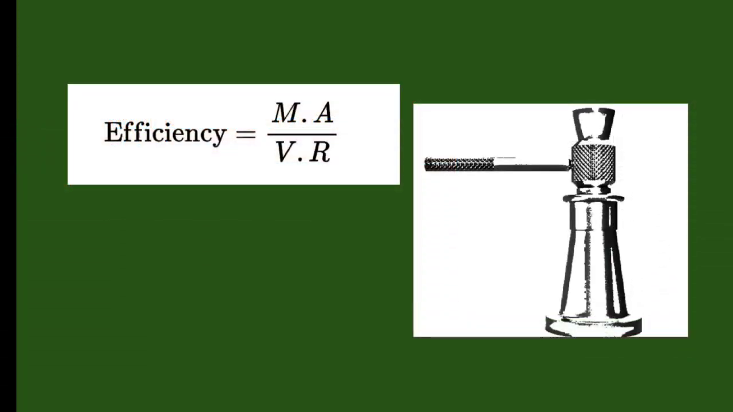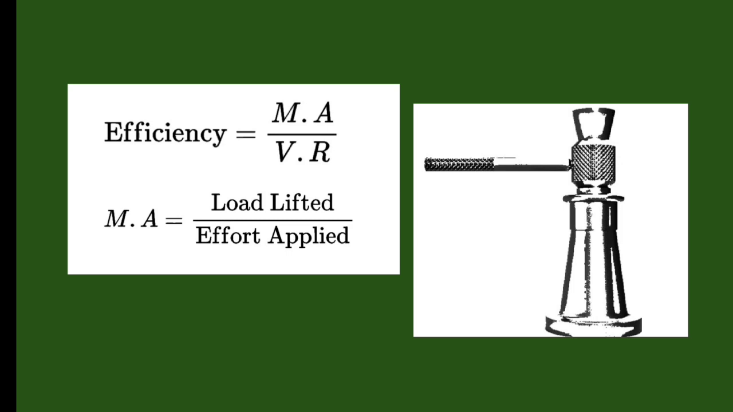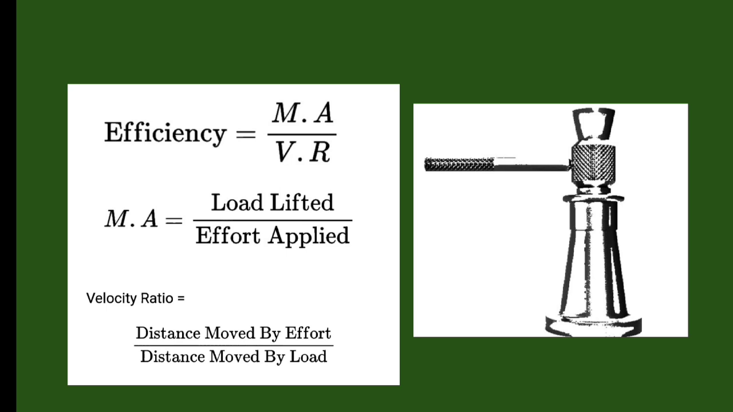So the efficiency of a screw jack is calculated with the help of mechanical advantage upon velocity ratio, where mechanical advantage is load lifted by effort applied, and velocity ratio is distance moved by effort upon distance moved by load. So this is very important. Efficiency is mechanical advantage by velocity ratio. Mechanical advantage equals load lifted upon effort applied. Velocity ratio is distance moved by effort upon distance moved by load.